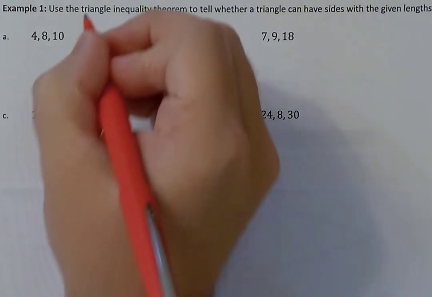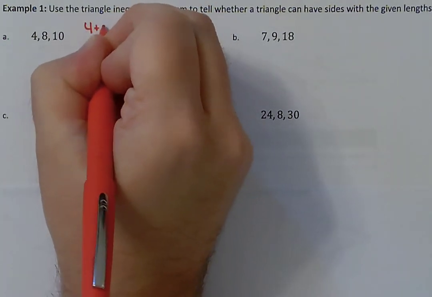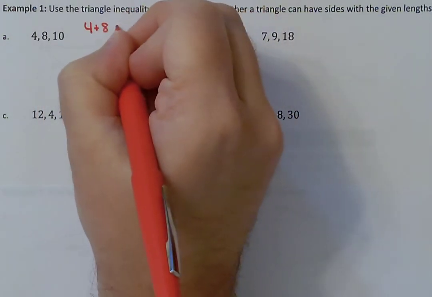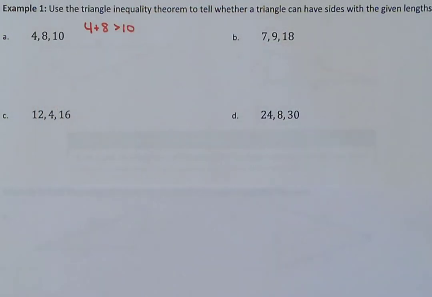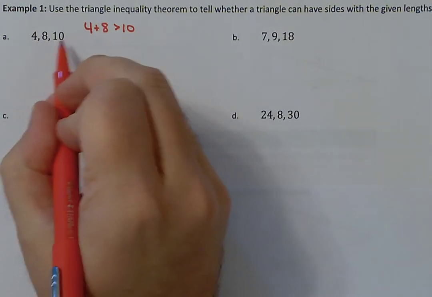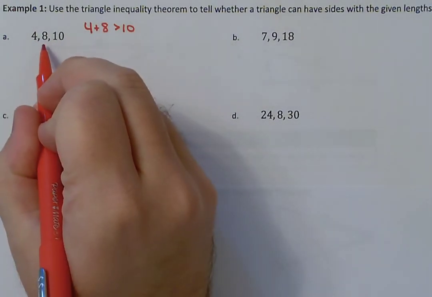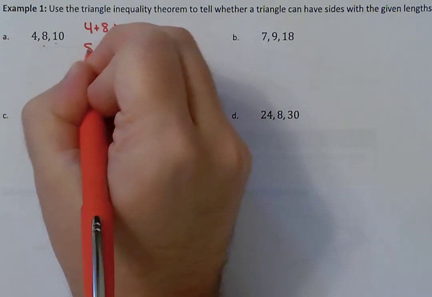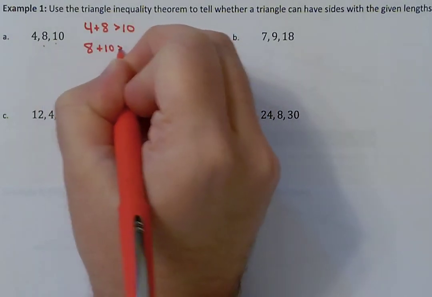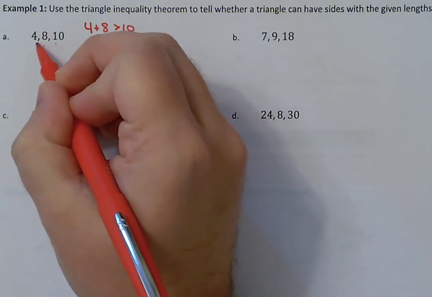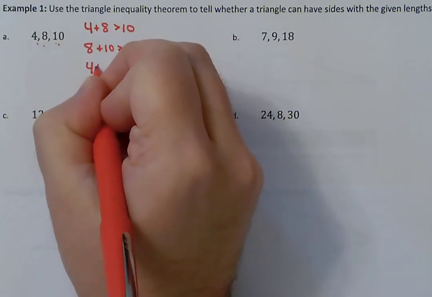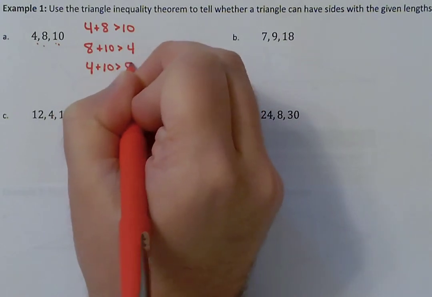So we're going to go through and take 2 side lengths and determine if it is greater than the third side length. So we're going to do 4 plus 8 and determine if it's greater than 10. And we need to go through and actually set up 3 inequalities to determine if in every case this works. So we're going to do 4 plus 8, let's see if it's greater than 10. Let's do 8 plus 10 to see if it's greater than 4. And then 4 plus 10 to see if that's greater than 8.